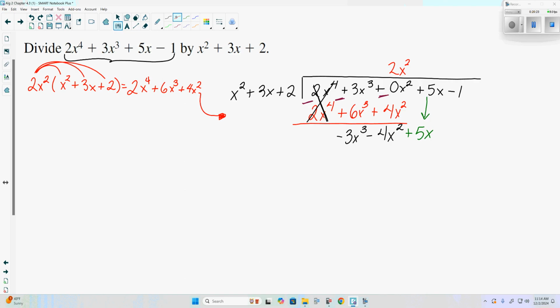And we're going to repeat this process again. So this time we're saying what times x squared gives us negative 3x cubed? Negative 3x.